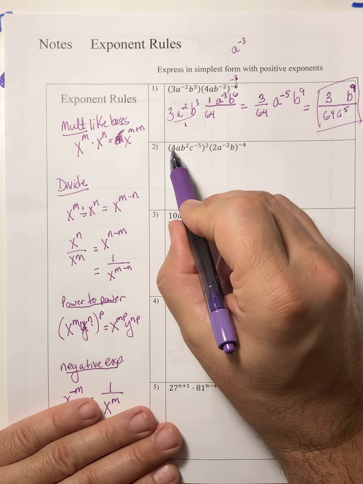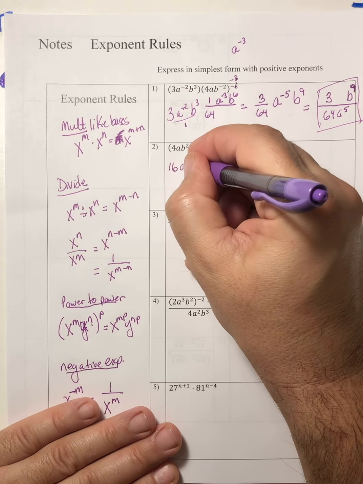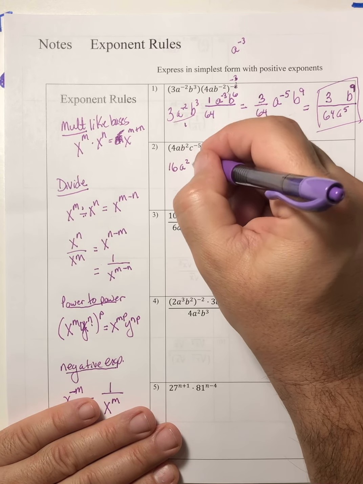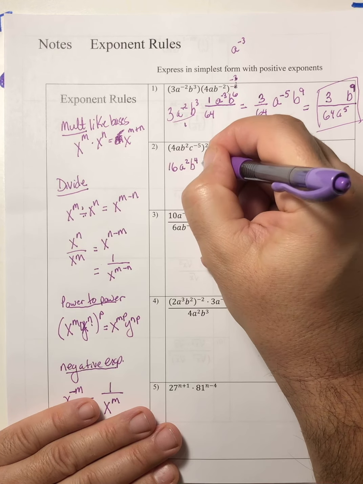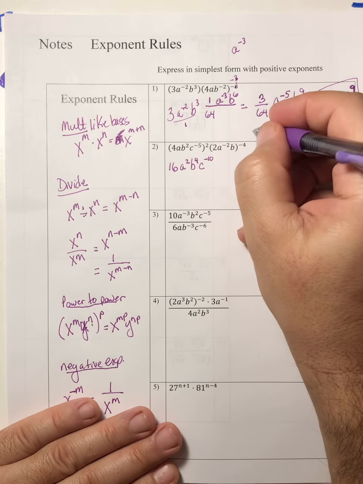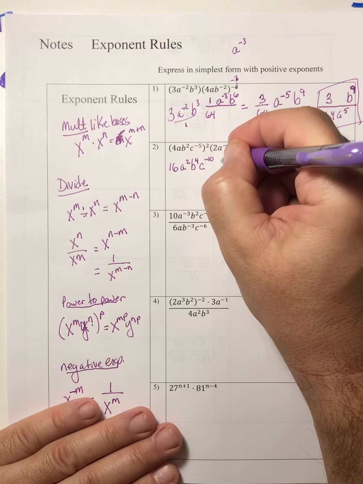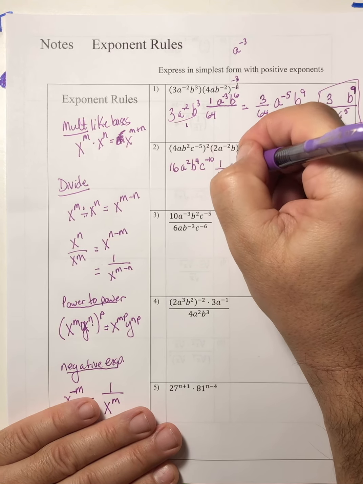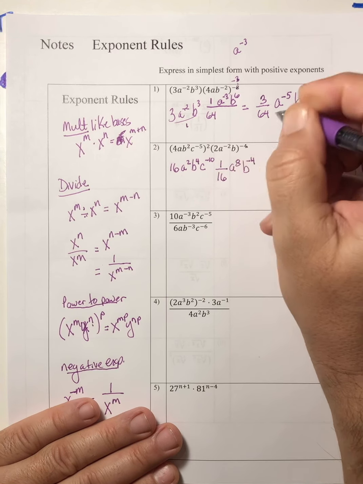So I have 4 to the second, 16, a to the second, a squared, b squared to the second, so we're going to multiply 2 times 2, and then c to the negative 10. Then I have 2 to the negative fourth power, so that is 1 over 16. Then it's a to the positive 8, and then b to the negative 4.